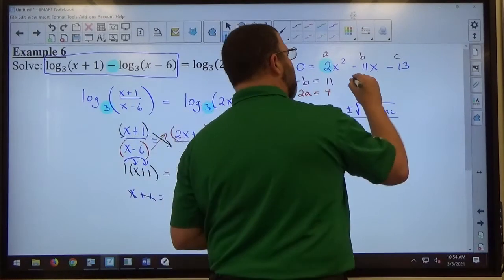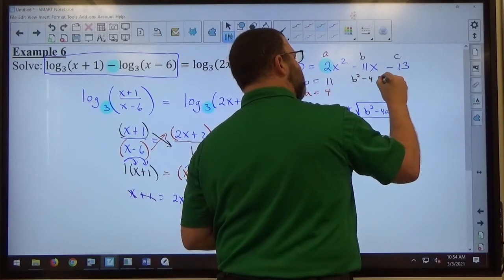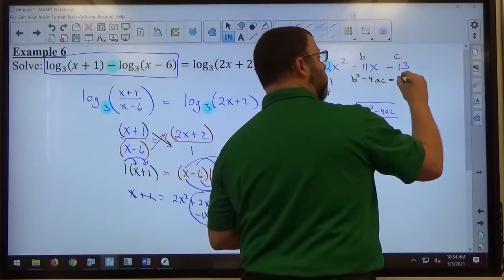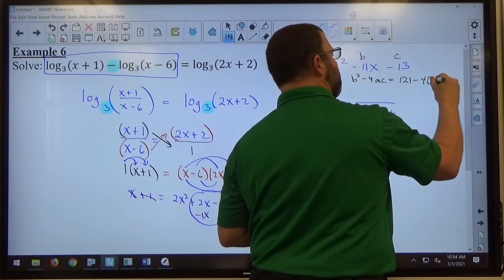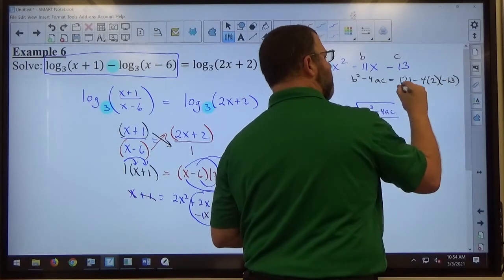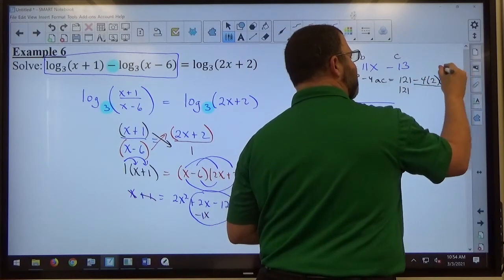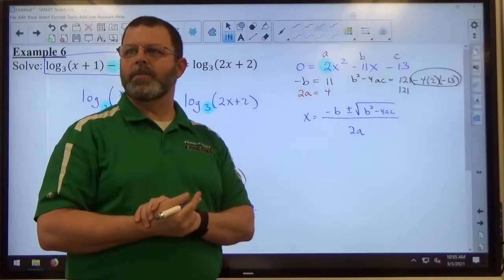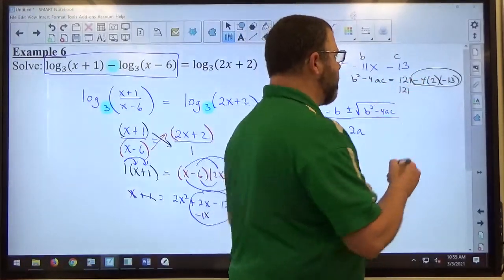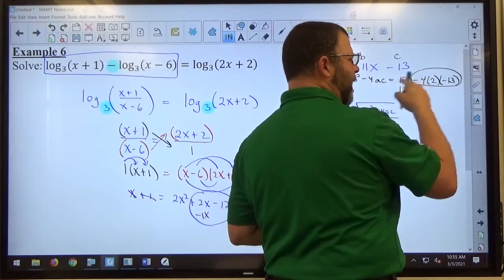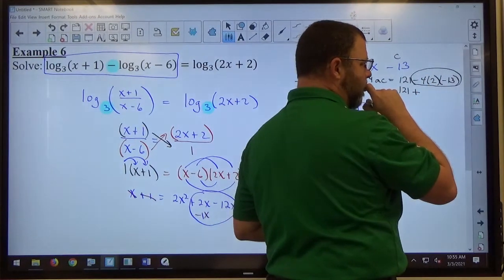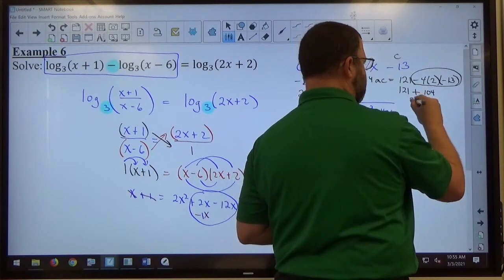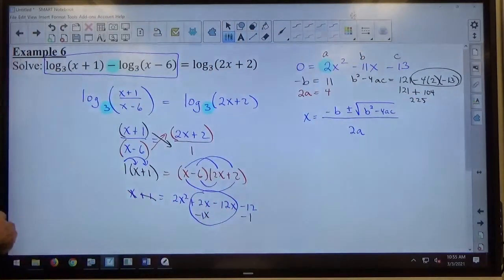And then b squared minus 4ac. B squared, no matter what b is, positive or negative, is going to be positive. So 11 squared is 121, minus 4 times a, which is 2, times c, which is negative 13. This product happens next, and it always is minus. It says minus 4ac always, but that minus can become a plus if the product makes it happen. So 2 negatives in the product makes it become plus. 4 times 2 is 8, times 13 is 104. So if I add 121 and 104, I get 225. So b squared minus 4ac is 225.